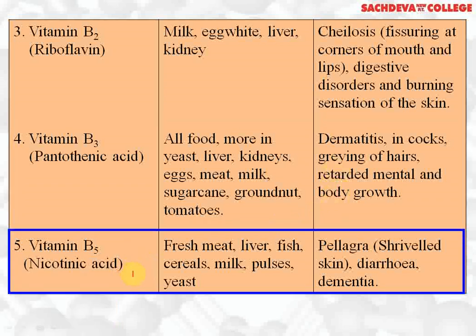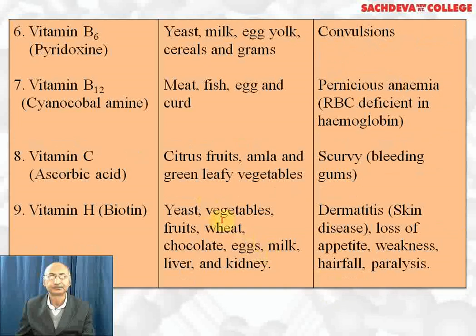Vitamin B5 is called nicotinic acid or niacin. Fresh meat, liver, fish, cereals, milk, pulses, and yeast are the sources of vitamin B5. Pellagra, shriveled skin is the deficiency disease. Diarrhea and dementia are the other deficiency diseases of vitamin B5.